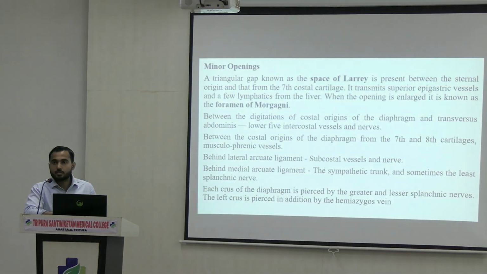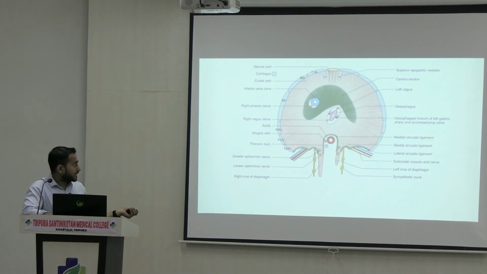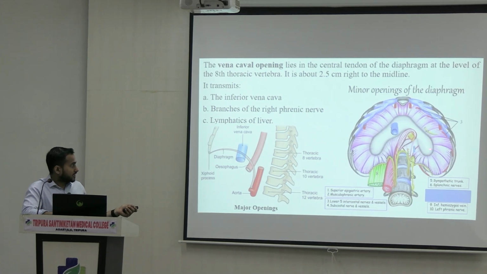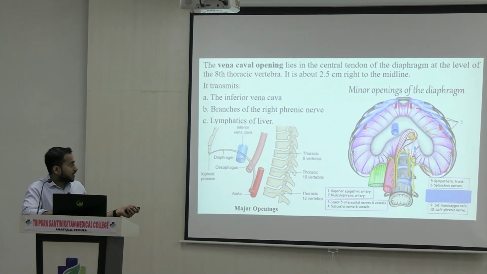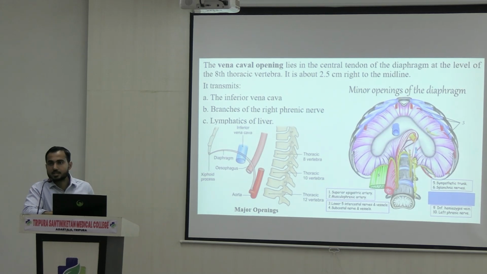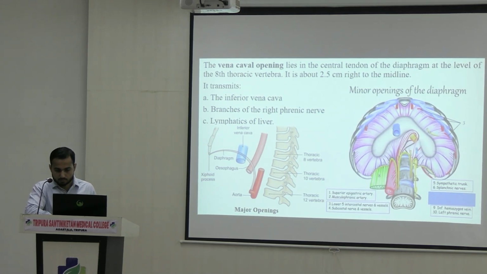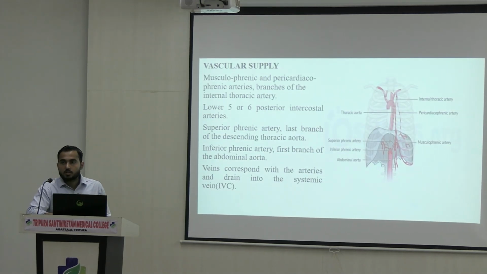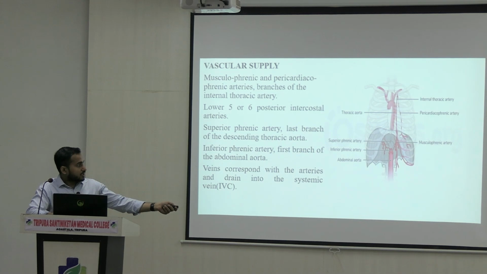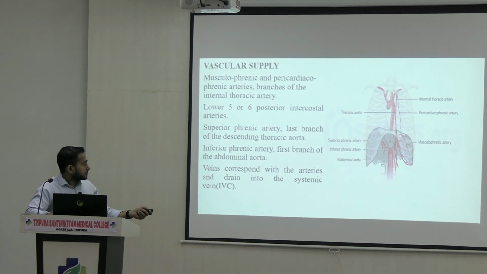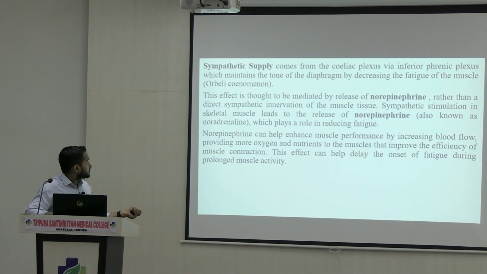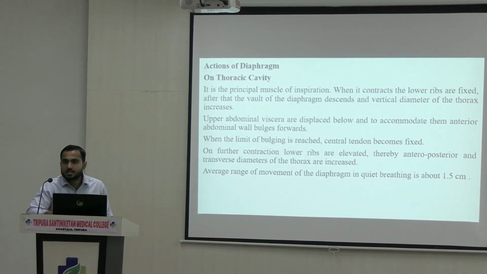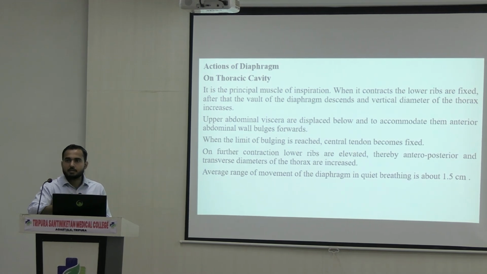Now for minor openings, as I said, this diagram is very important. If you see this diagram, all the minor openings are listed. With the help of the diagram, you can understand where the minor openings are situated and what structures pass through them. So if you see the list, first we have seen the origin, we have seen the insertion. Origin and insertion are done, and we have seen the major and minor openings.